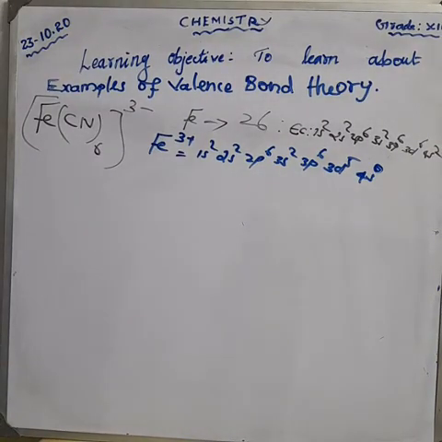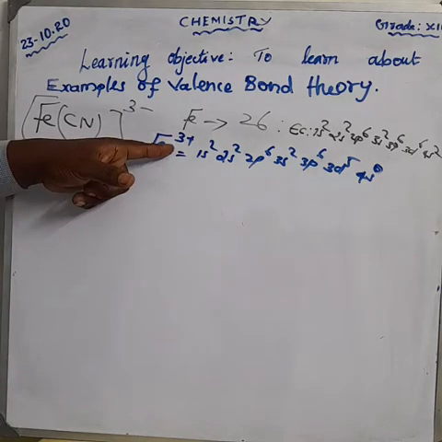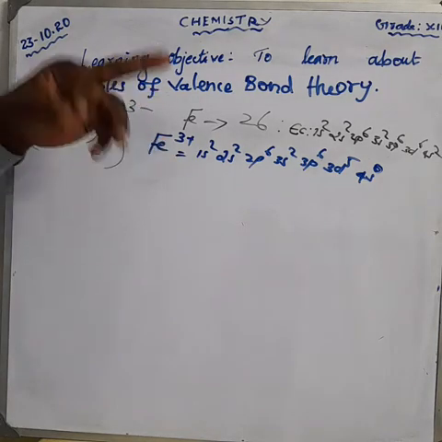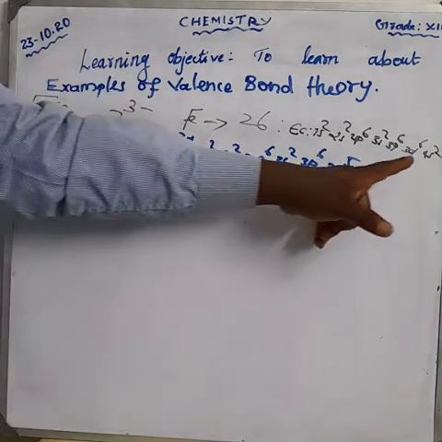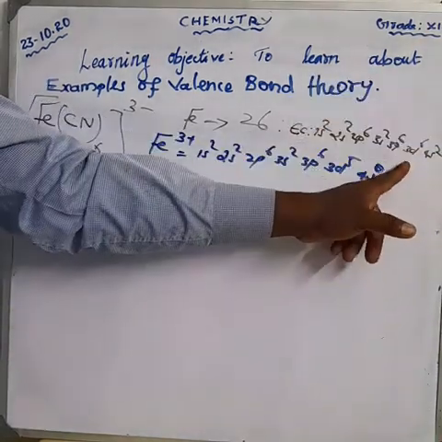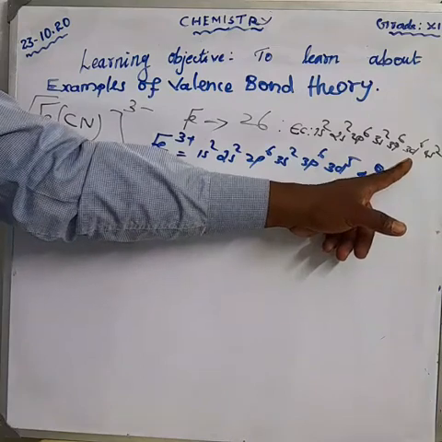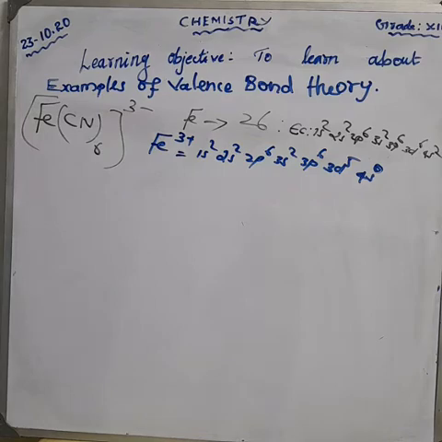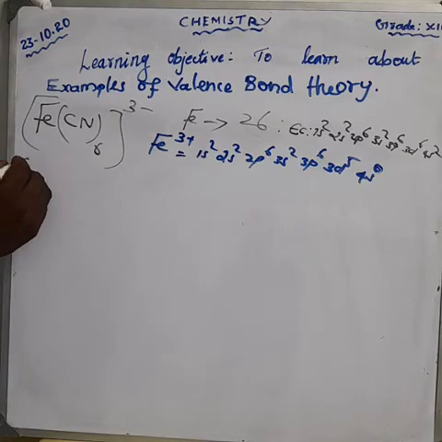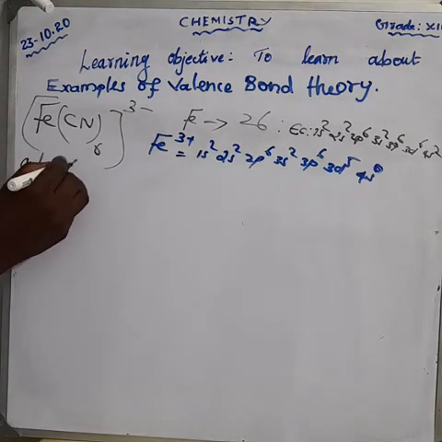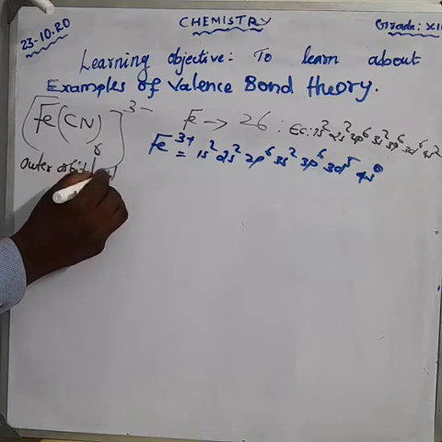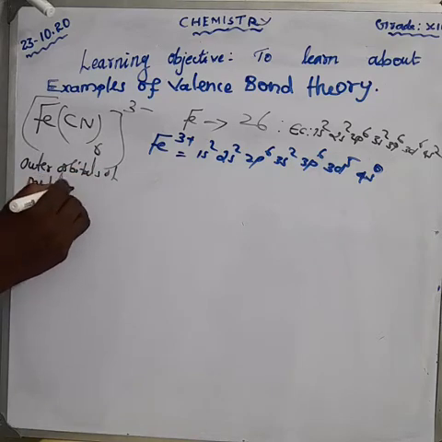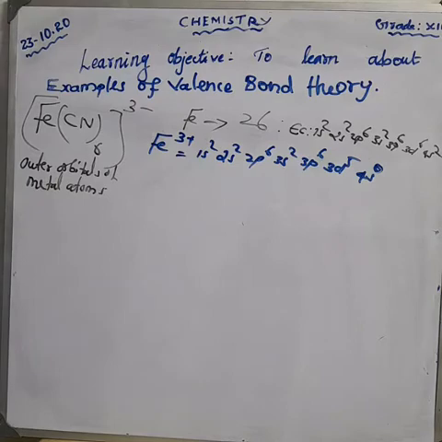Okay, 4s0. Here there is loss of 3 electrons, so the atomic number 26 becomes 23 electrons. How will you write it? Take 2 electrons from 4s and 1 more electron from 3d. So we get 3d5. Then we should draw the outer orbitals of the metal atom. Okay? How will you draw the outer orbitals?